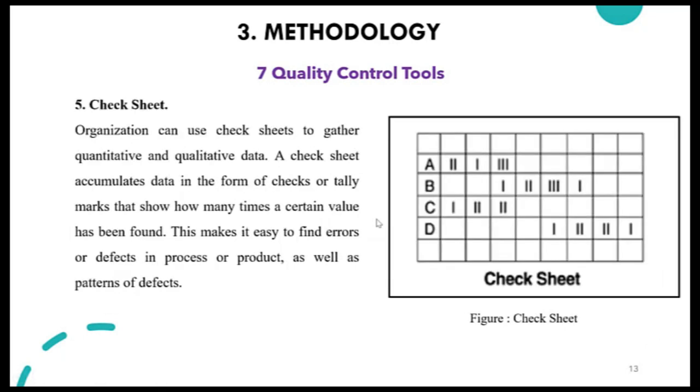Next, the check sheet, which is tool number 5. An organization can use a check sheet to gather qualitative and quantitative data. A check sheet accumulates data in the form of check or tally marks that show how many times a certain value has been found. This makes it easy to find errors or defects in a process or product, as well as patterns of defects. As you see, here is a check sheet example. Here it's shown in tally marks.